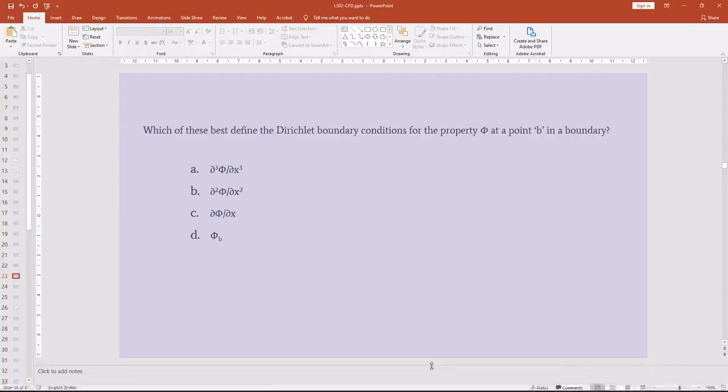Yeah, as I have explained in the last question, all the other options are equations: gradients, first order, second order, third order equations. So all these things are not Dirichlet. Dirichlet means I have to assign some particular constant value, some known value. So only phi of B is a constant value in this. So the answer becomes D.